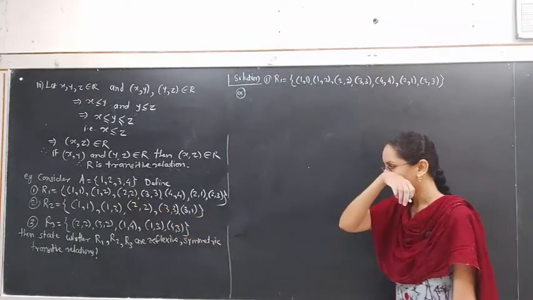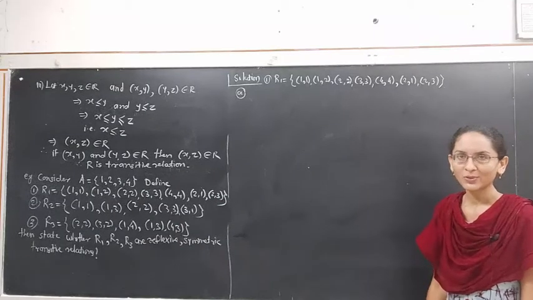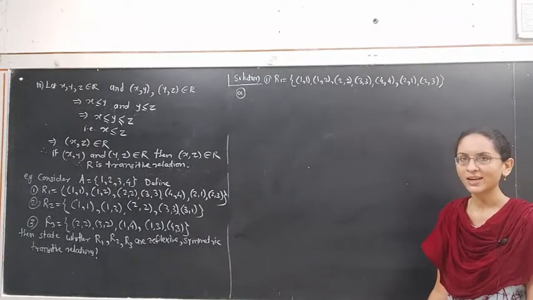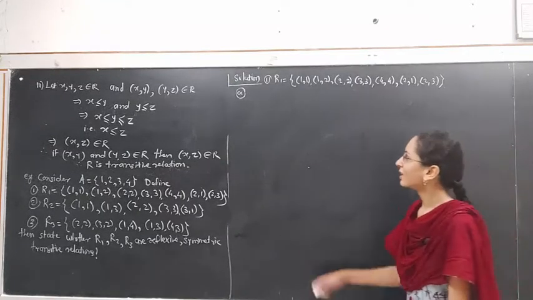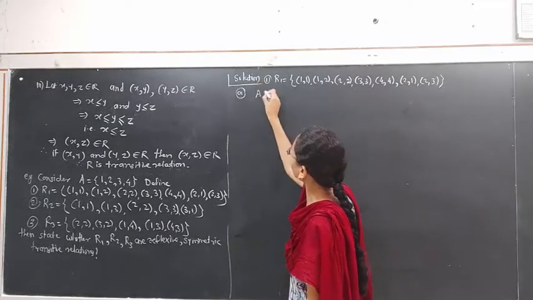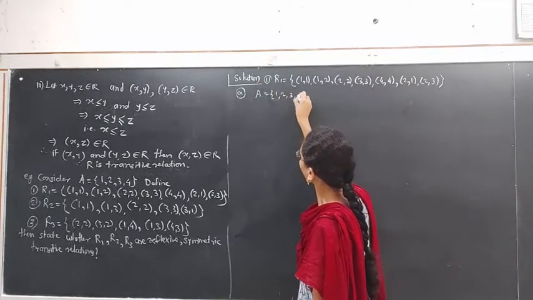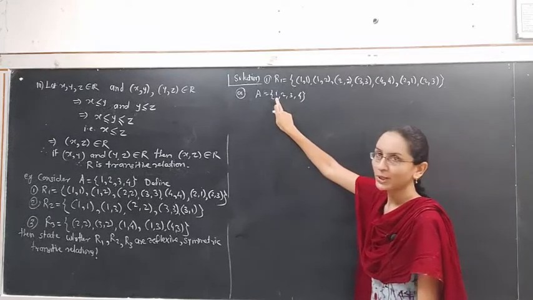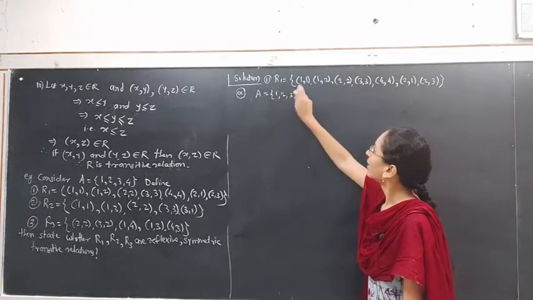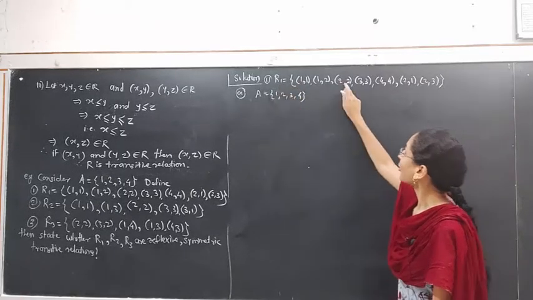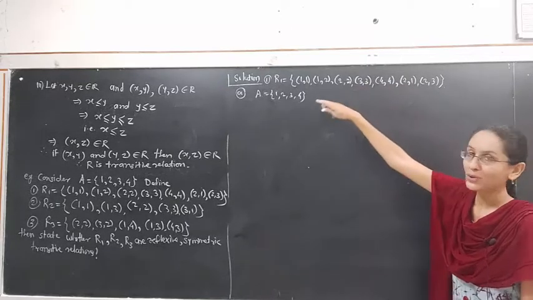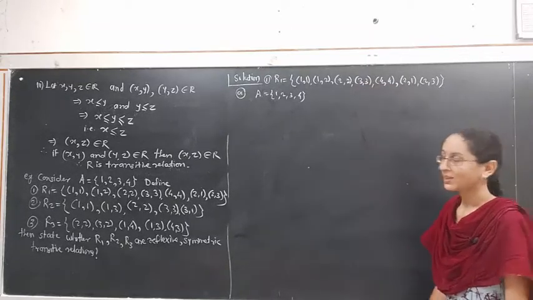Definition of reflexive relation is for all x belongs to set A, if the ordered pair (x, x) belongs to set R, then we say that R is reflexive relation. Consider the set A. A set is given as 1, 2, 3, 4. And see, every element of this set A is related to itself under the relation R1. (1,1) belongs to R1. The ordered pair (2,2) belongs to set R1. (3,3) belongs to R1. (4,4) belongs to R1.